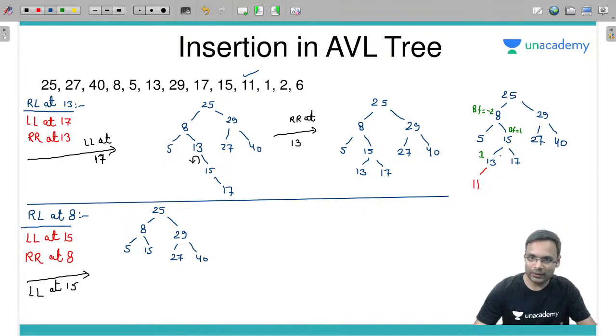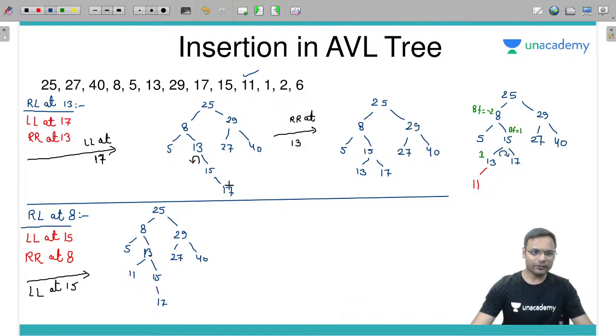LL at 15 means this rotation I'll have to do. So I'll have to remove 15 from here. I'll have to make 13 here. 13's left as it is 11, right of 13 should be 15, and 15's right 17. Now after that RR at 8. RR at 8 means single left rotation.